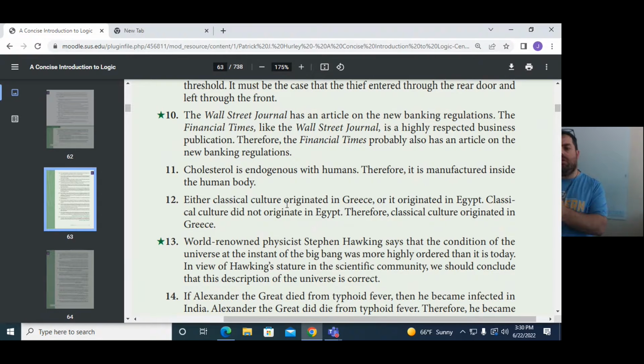The Wall Street Journal has an article on the new banking regulations. The Financial Times is kind of like the Wall Street Journal. It's a highly respected business publication. In fact, they have this thing in common, right? Therefore, the Financial Times probably also has an article on new banking regulations. Do you see any words to help you indicate whether this is deduction or induction? Pause to consider.